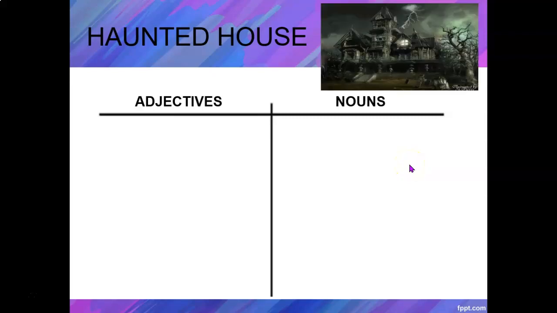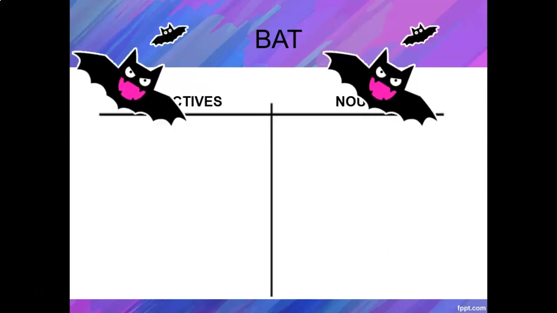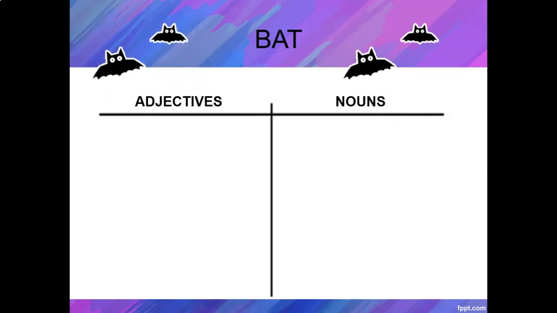So our first word is haunted house. Haunted house. Pause the video to come up with your 2 word referents. Our second word is bat. Pause the video to come up with your 2 word referents.